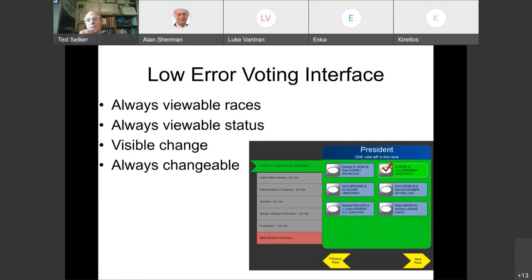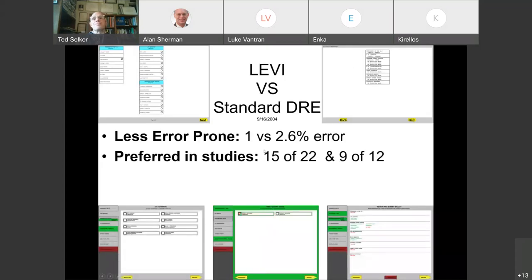It's even worse than that, because we found that people with reading disabilities, and 14% or more of people have dyslexia, will, without treatment and therapy, go through a ballot making three times as many errors as other people. And what we call a low-error voting interface eliminated that. So we ran these studies.